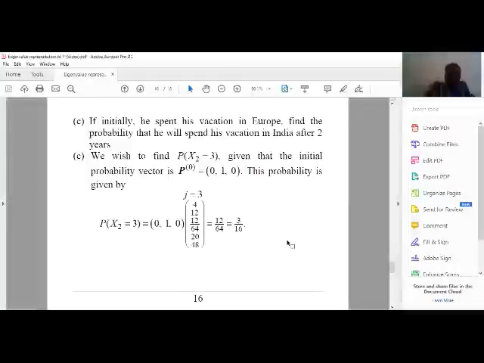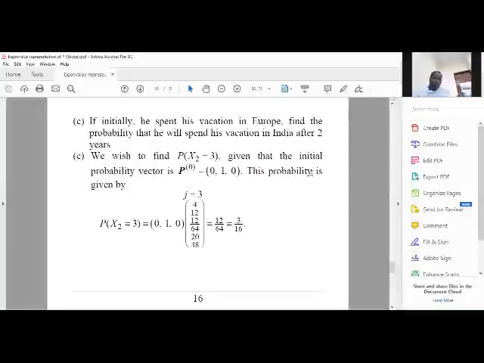After 2 years, how many transitions? It's two transitions. Is that not so?